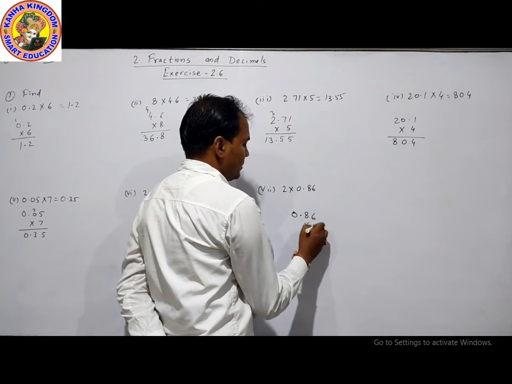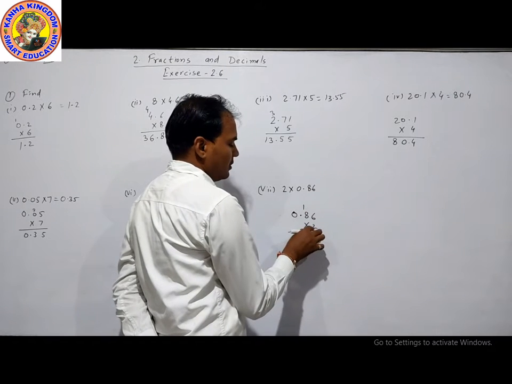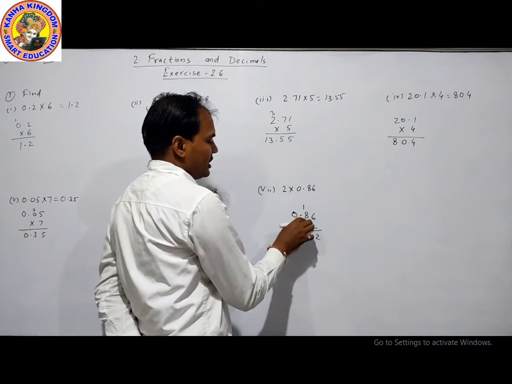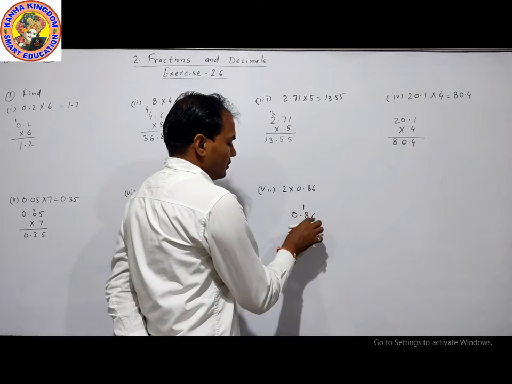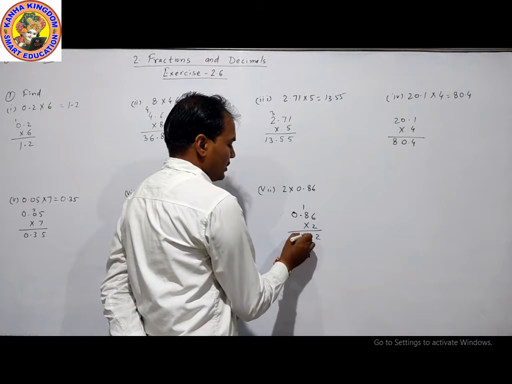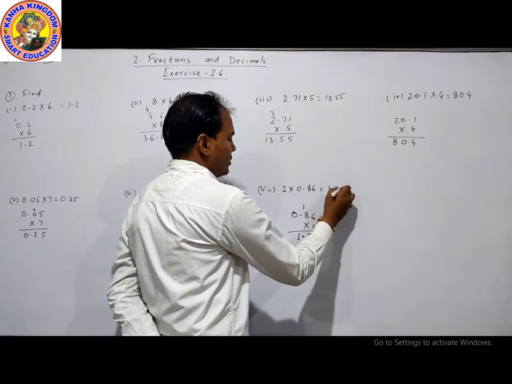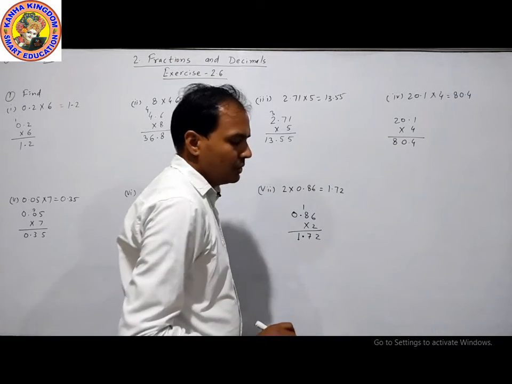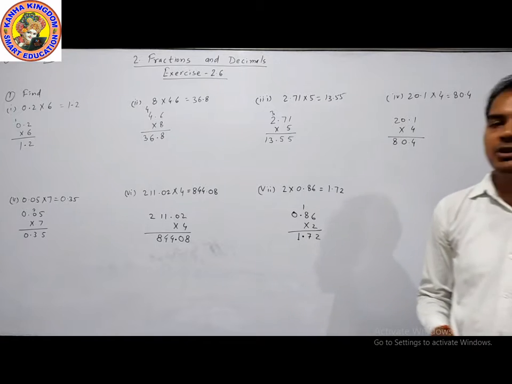Next is 0.86 multiply by 2. 2 into 6, 12. 2 into 8, 16 plus 1, 17. Decimal places 1 and 2. The decimal point will be placed here. The answer is 1.72. You can take a screenshot of this. We will move to our next question.